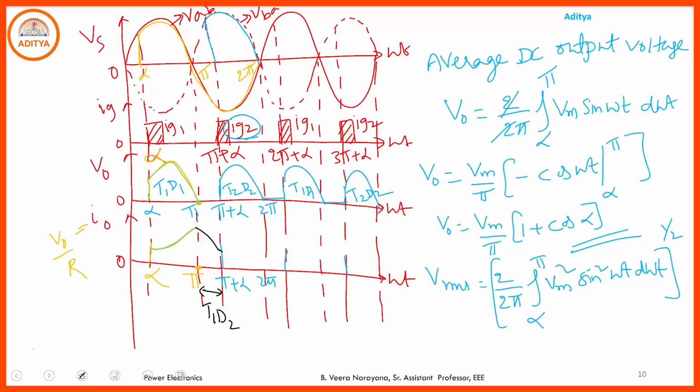And at omega t equal to pi plus alpha, we provide the gate pulse to T2, hence T1 goes to the off state and T2 comes to the on state. So at omega t equal to pi plus alpha, T2 is the incoming SCR and T1 is the outgoing SCR. And from pi plus alpha to 2 pi, T2 and D2 are in the on state.